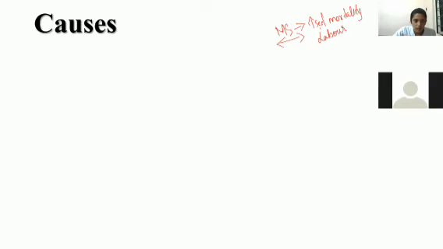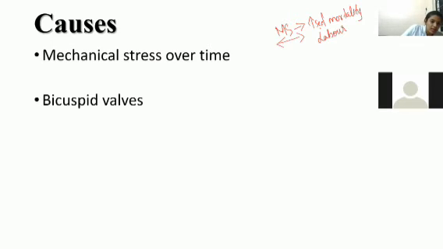So now we are studying aortic stenosis. Let's see the causes. Mechanical stress over time, that means calcification or fibrosis will happen with time. Then bicuspid valves. What are we studying? We are studying AR, aortic regurgitation. Sorry, that is aortic stenosis we are studying. In the aorta, how many cusps or leaflets are there?